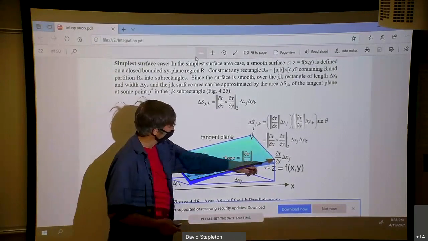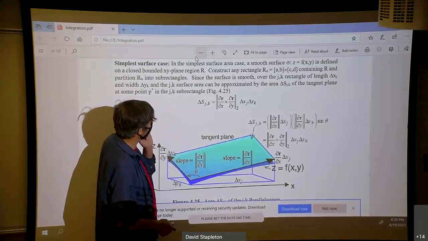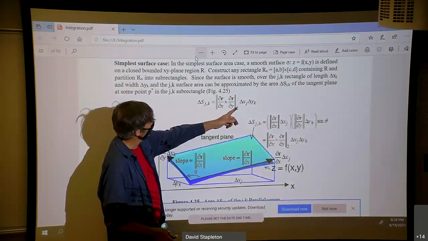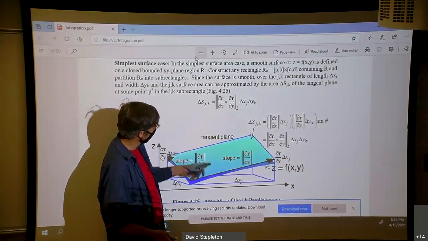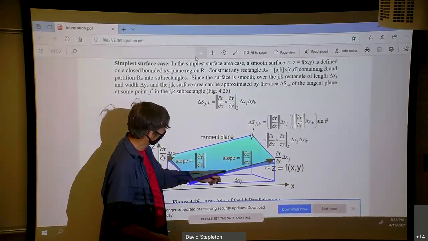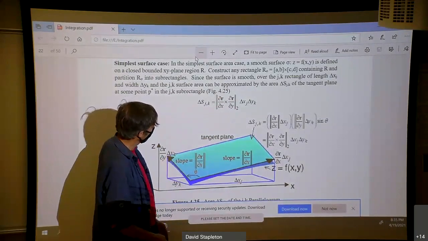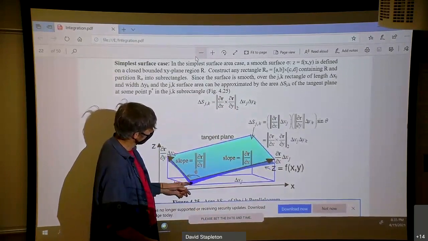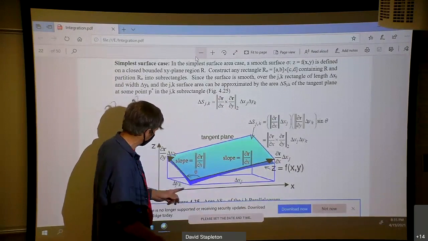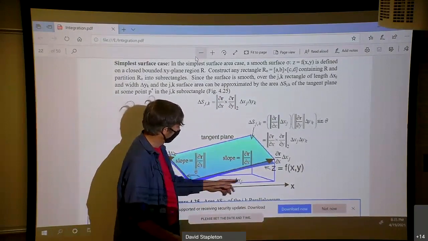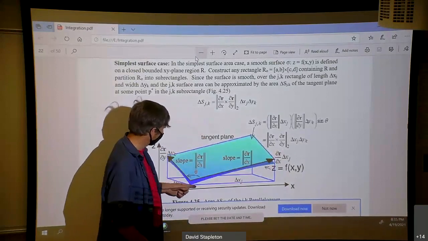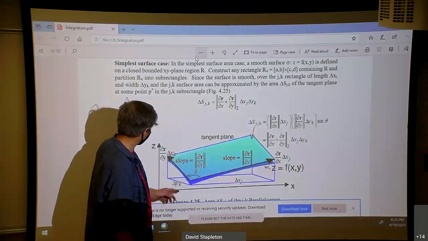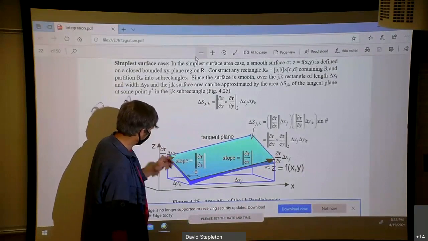Well, what is the area of this tangent plane? As we mentioned before, it's a parallelogram, so its area is the length of dr/dx cross dr/dy. You take dr/dx as one edge and dr/dy as the other edge. dr/dx times delta xj is this vector with length delta xj. This is the run, and the slope is dr/dx, so you take the run times the slope.